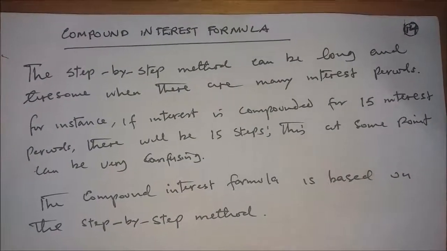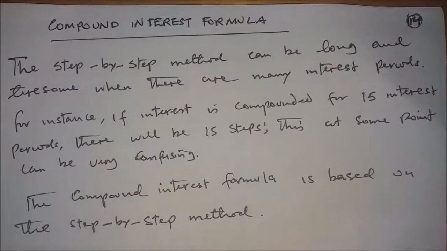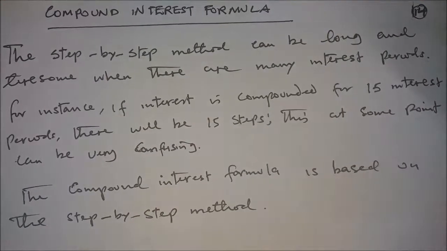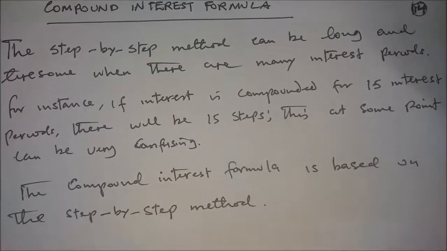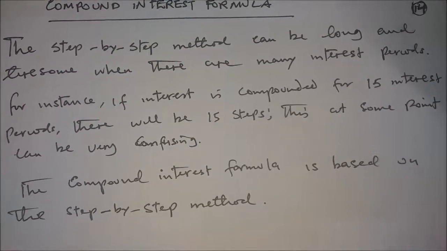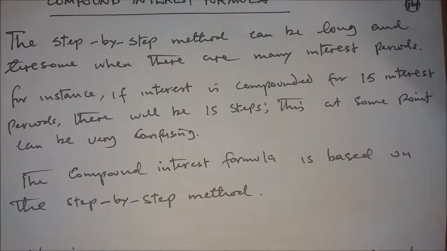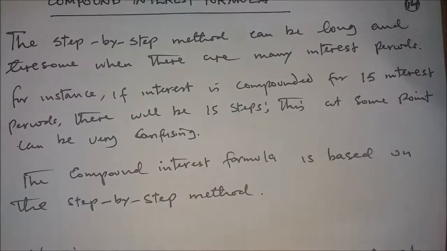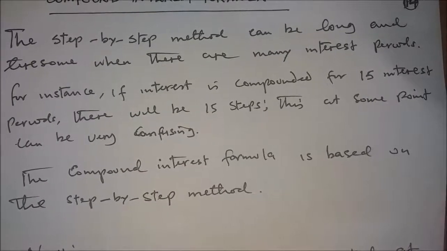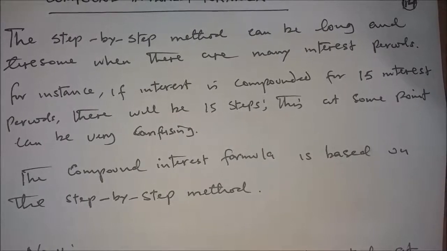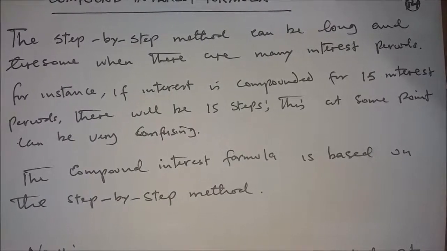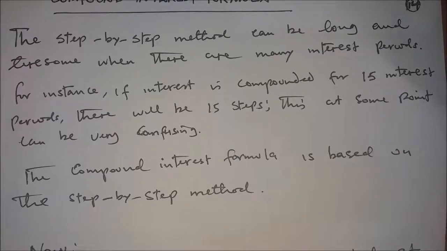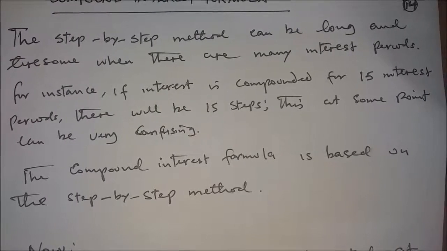Now, you realize that the step-by-step method can be very long and tiresome when there are many interest periods. For instance, if interest is compounded for 15 interest periods, there will be 15 steps. This, at some point, can be very confusing. The compound interest formula is based on the step-by-step method, and it will make the process of calculating the accumulated amount very simple and very fast.